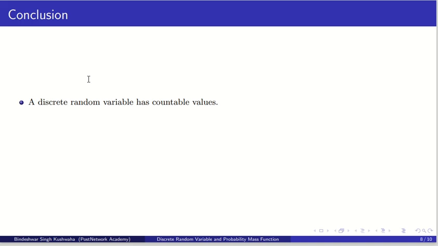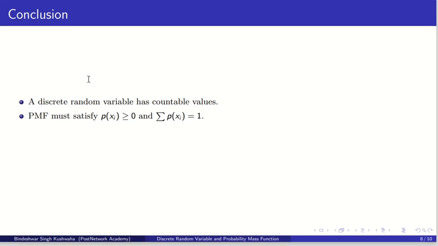Let us conclude. A discrete random variable has countable values. That means there is a one-to-one mapping to natural numbers. The probability mass function must satisfy these two conditions. All probabilities must be non-negative, and the summation of all probabilities must be 1.